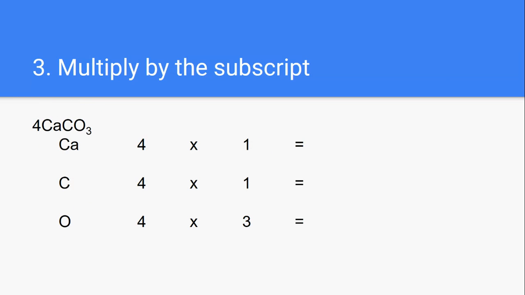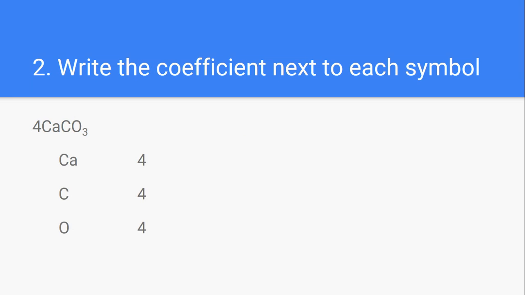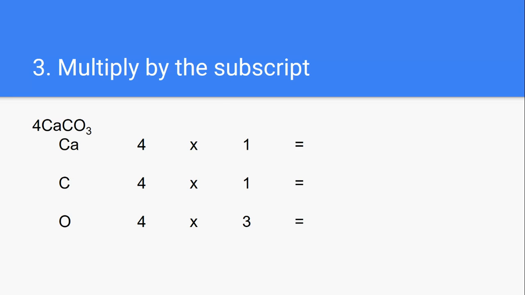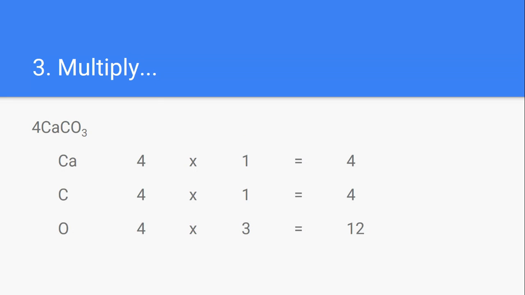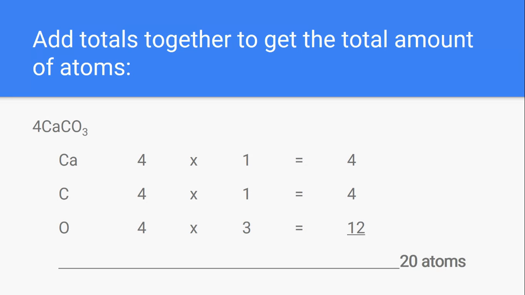So again, if I wrote the coefficient, I would write 4 next to each one. I would then figure out what the subscripts are for each of them. And then these are the answers that I would get, and my total is going to be 20 atoms.